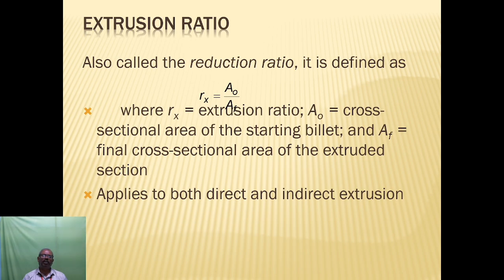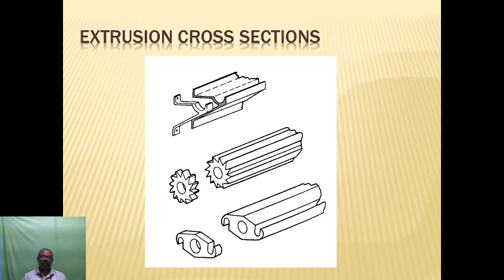Extrusion ratio, also called the reduction ratio, is defined as Rx equal to A0 by AF, where Rx is the extrusion ratio, A0 is the cross-sectional area of the starting billet, and AF is the final cross-sectional area of the extruded section. It applies to both direct and indirect extrusion. This figure shows some of the extrusion cross-sections.